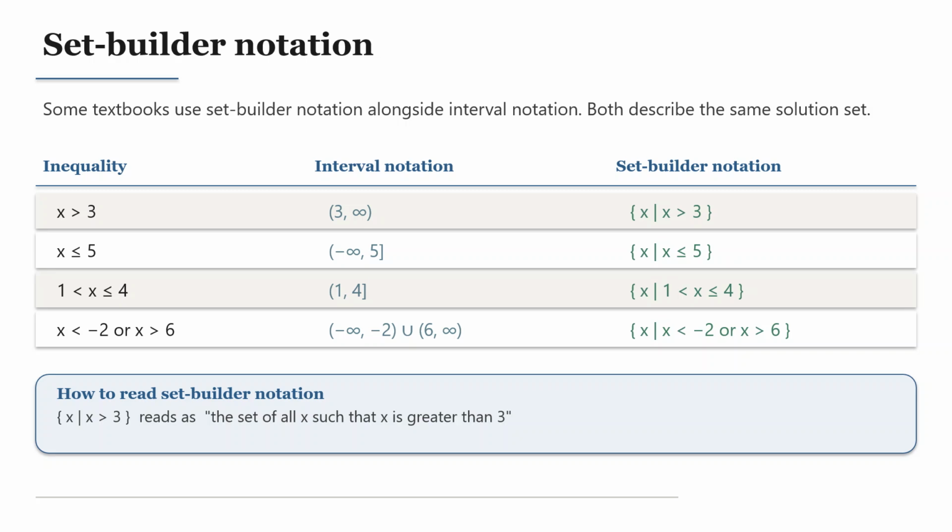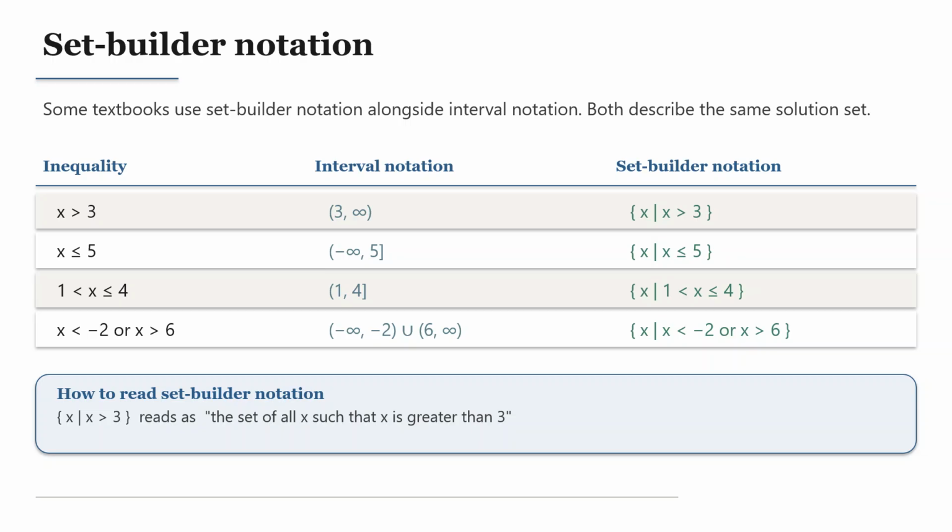Here are 4 side-by-side comparisons. X is greater than 3. In interval notation, open parentheses, 3, infinity, close parentheses. In set builder, open brace x such that x is greater than 3, close brace. X is less than or equal to 5 becomes open parentheses, negative infinity, 5, close bracket. And in set builder, open brace x such that x is less than or equal to 5, close brace.